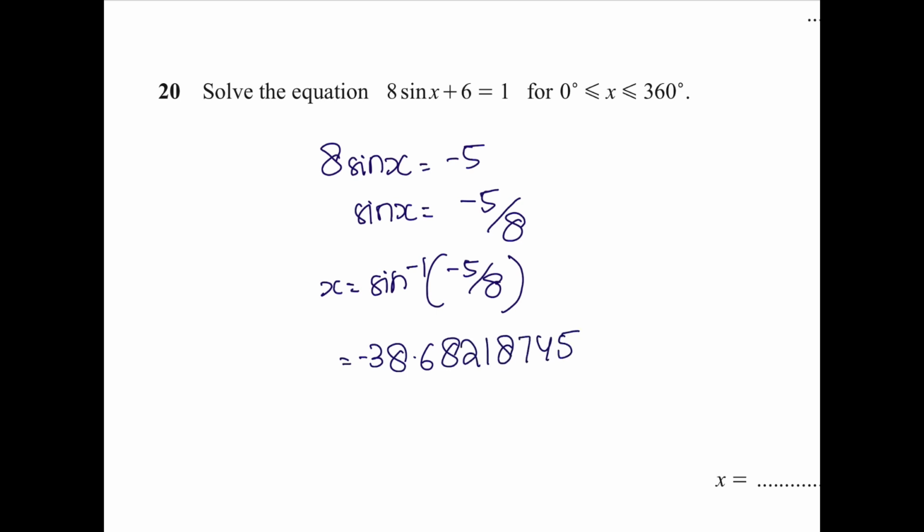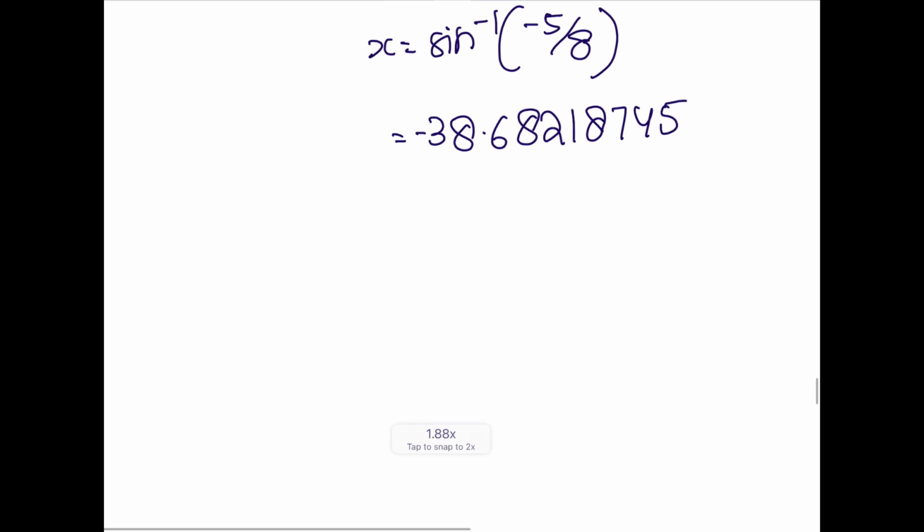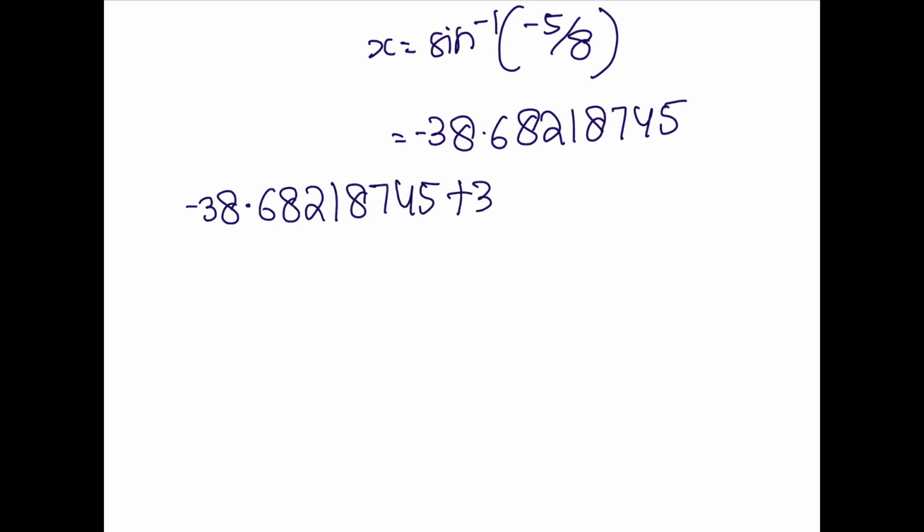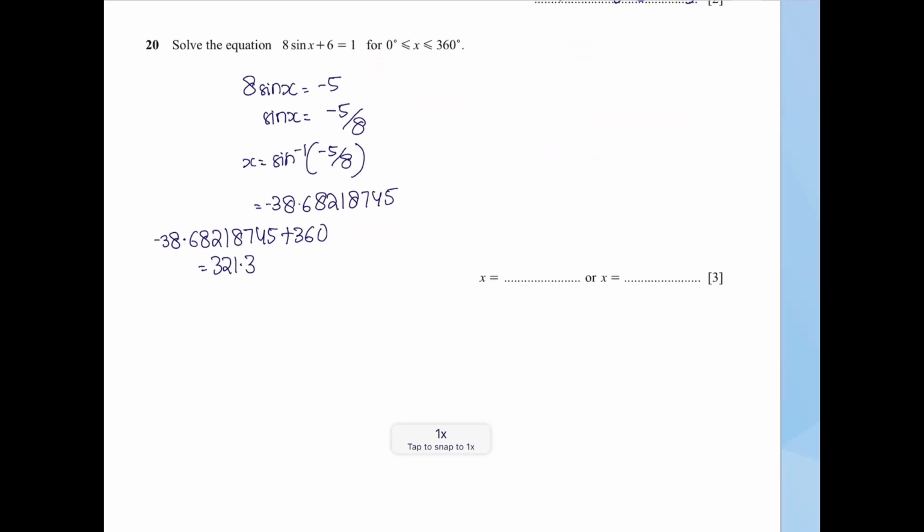Sine inverse of negative 5 over 8 would give you basically negative 38.68218745. And whenever you have a negative value, one straightforward answer is basically to add 360 to this. Use the exact value as per your calculator. Do not just forget this value and round it off. Negative 38.68218745 plus 360, when you do that, you would basically get 321.3. That's one value for your answer.